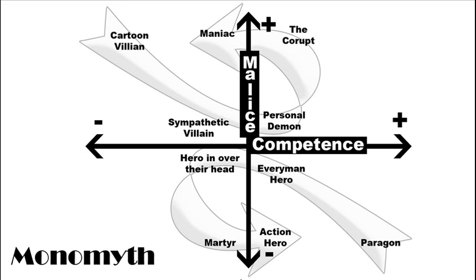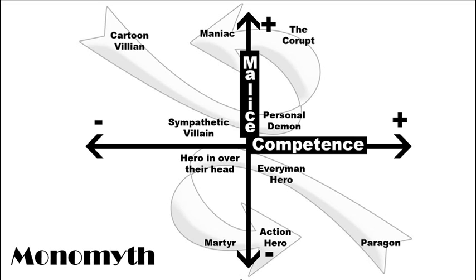Let's take a look at a different one, the monomyth detailed by Joseph Campbell. This is your standard fantasy story plot. In the monomyth, the hero starts off in a paragon role. Everything's perfect, and the evils that he faces are relatively small.